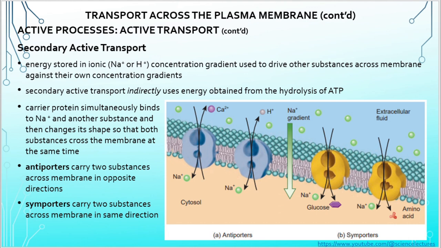The second type of active transport is secondary active transport. Secondary active transport mechanisms use the energy stored in an ionic concentration gradient to drive other substances across the membrane against their own concentration gradients. Because a sodium ion or hydrogen ion gradient is established by primary active transport pumps that hydrolyze ATP, secondary active transport indirectly uses energy from the hydrolysis of ATP.